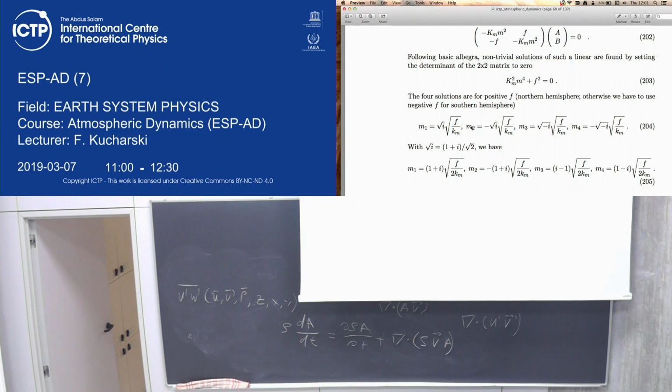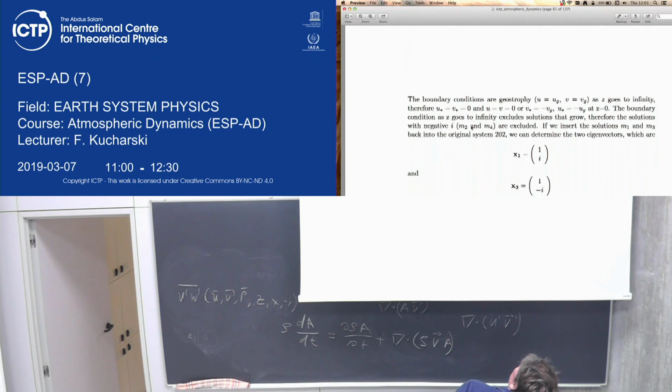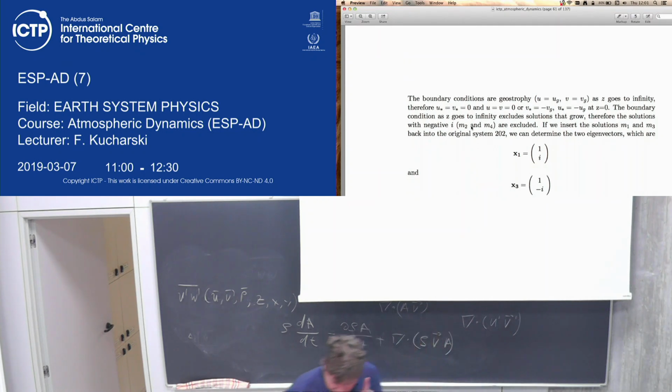Then you insert this here, and you, of course, gain not much. Still, we have 4 solutions. Okay, it's just a little bit tedious mathematical treatment. Consider also that we have boundary conditions. Boundary conditions are very important here.